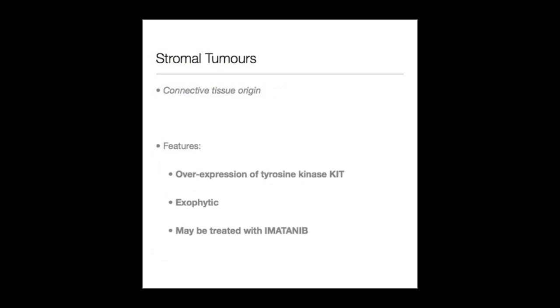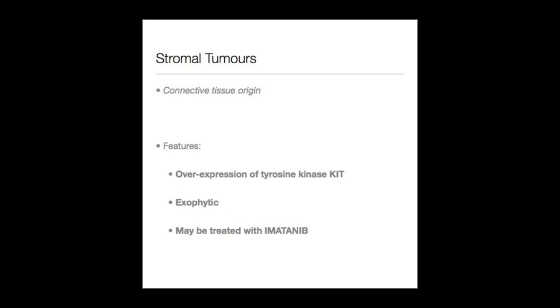Lastly, I'm going to talk about the gastrointestinal stromal tumour, which is an uncommon neoplasm most often found in the stomach. It's a neoplasm of connective tissue origin, thought to be derived from pacemaker cells of the bowel, i.e. those cells that are responsible for controlling the peristaltic wave. One of the features of these tumours is overexpression of a mutated form of tyrosine kinase KIT.